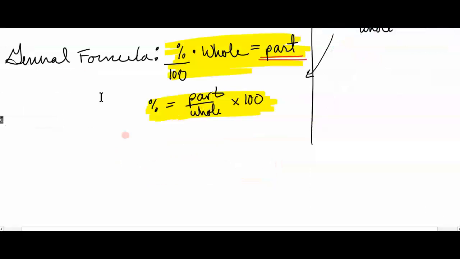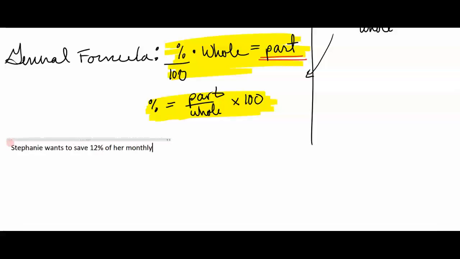Then we can look at some example questions. So we'll start here. Let's see here. We've got Stephanie. Stephanie wants to save 12% of her monthly part-time income of, Stephanie, what's your monthly part-time income going to be?